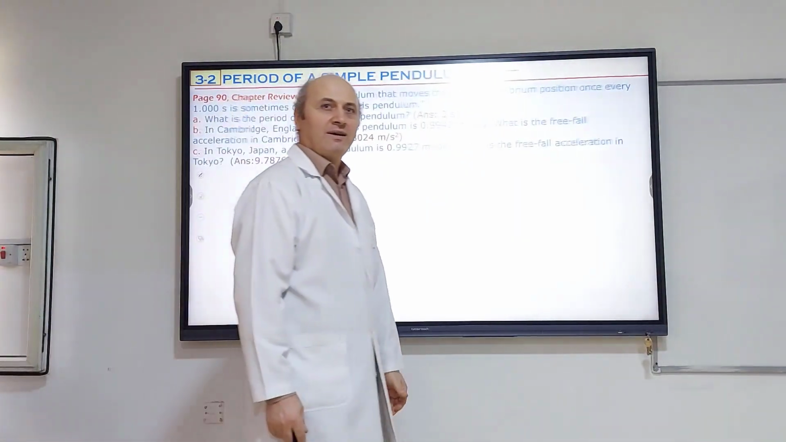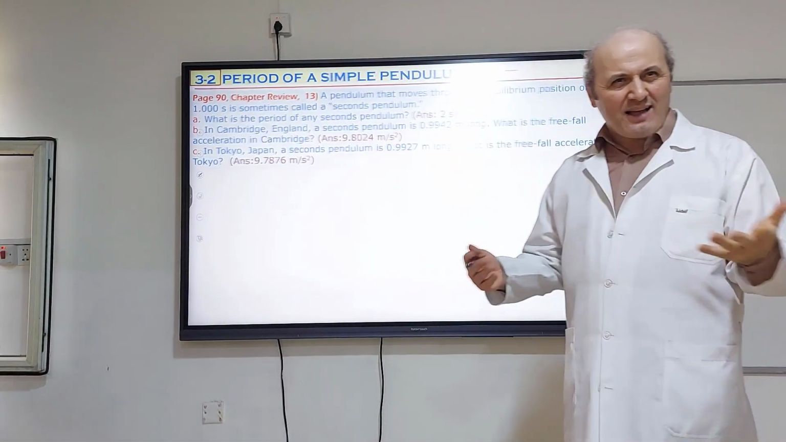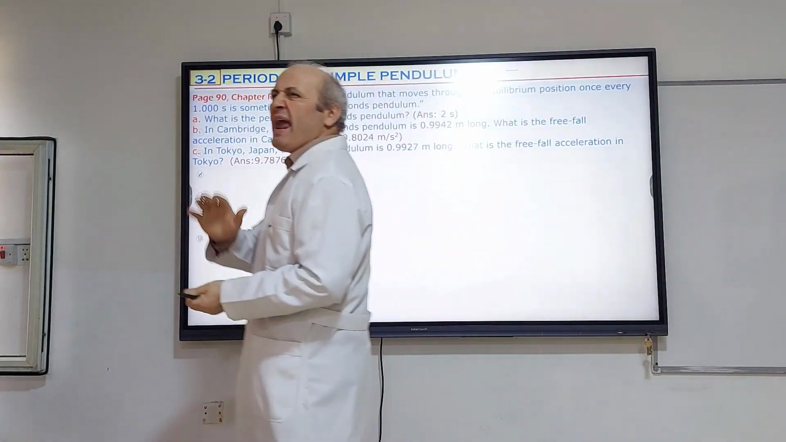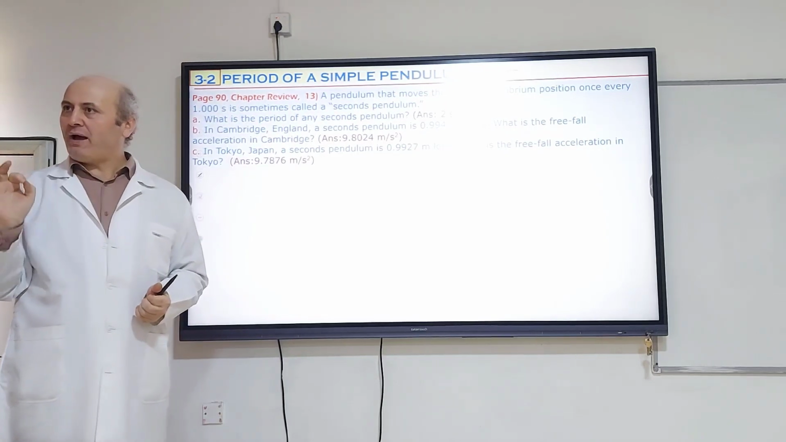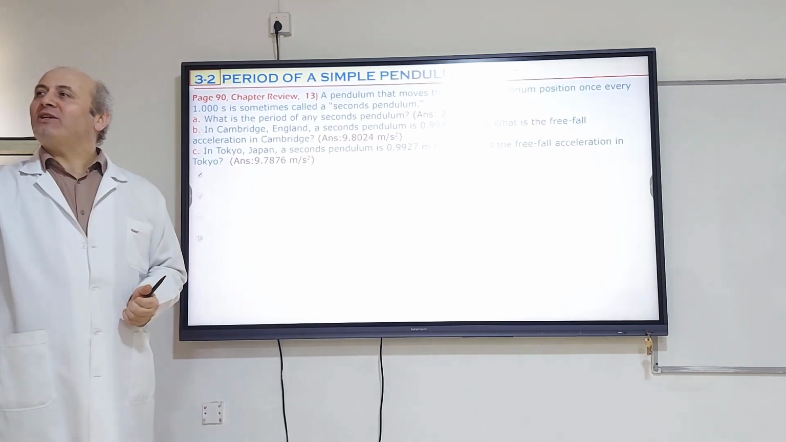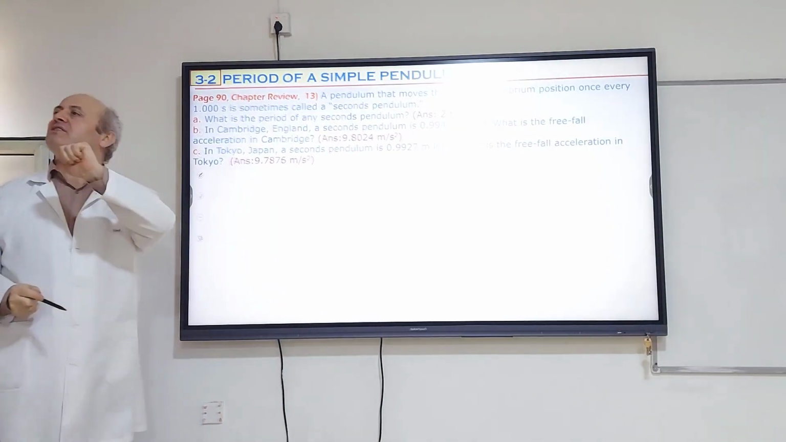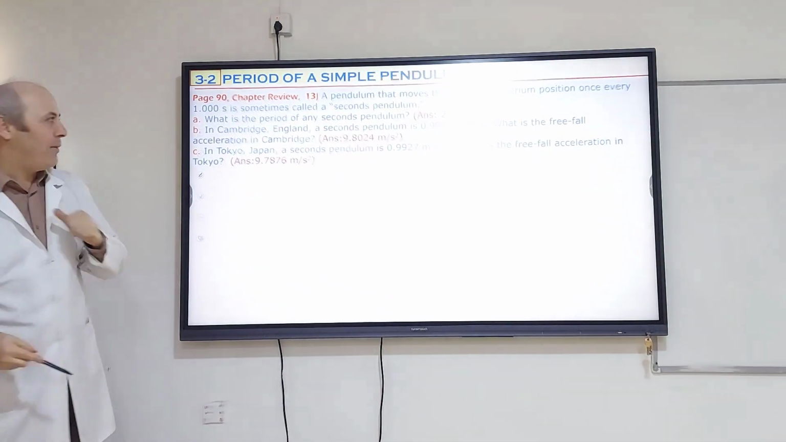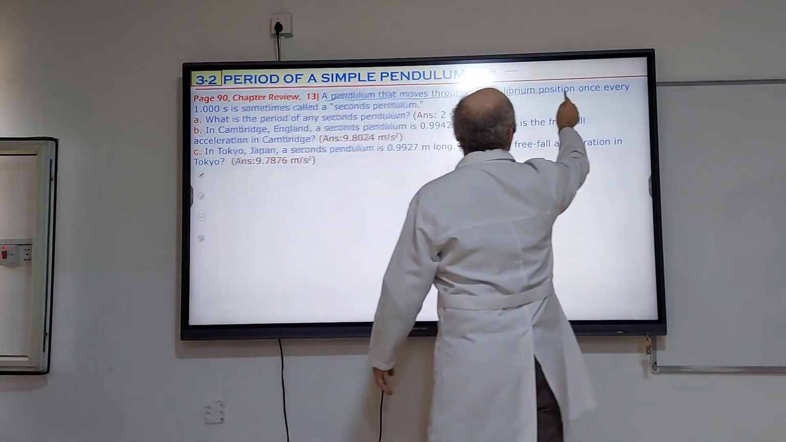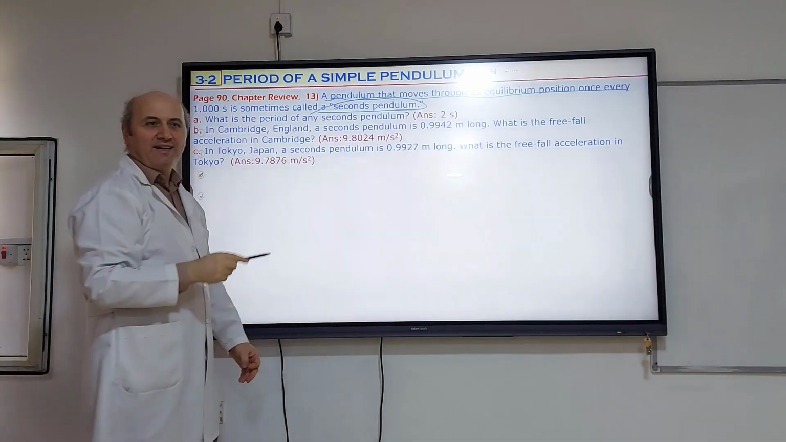Kevin, second pendulum. Okay. Using the equation is not that hard. That's why I will continue with the second pendulum. This is my question. Second pendulum. Any pendulum which completes 1 cycle in 2 seconds is called a second pendulum. Because these pendulums are counting the time. They are used for measuring the time. How? Here, this definition is given. A pendulum that moves through its equilibrium position once every 1 second is sometimes called a seconds pendulum.